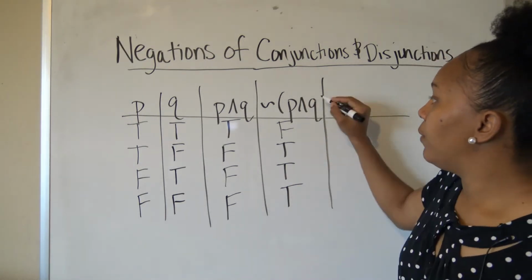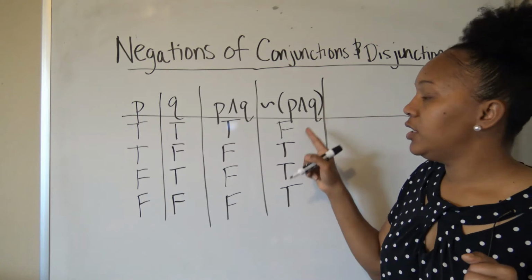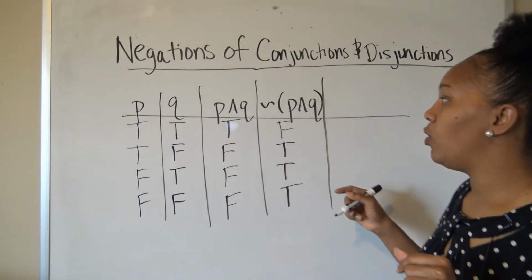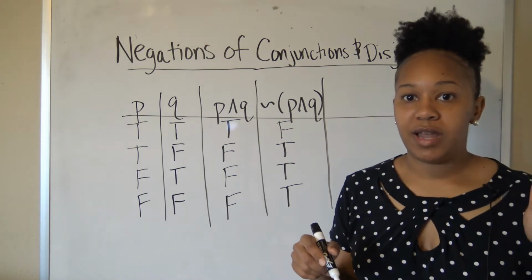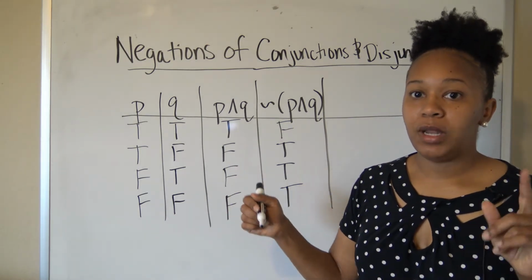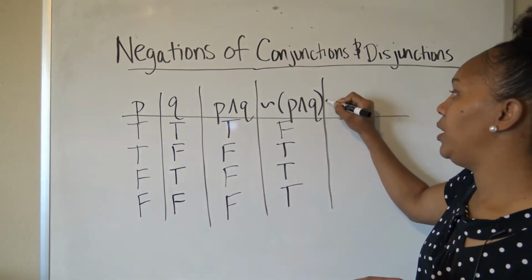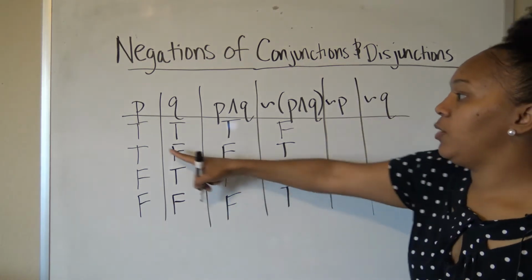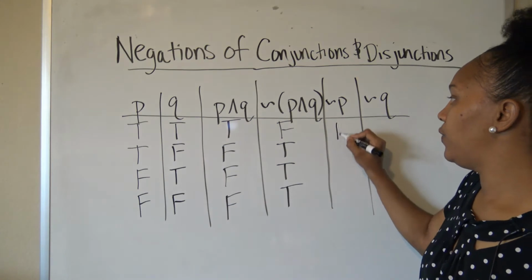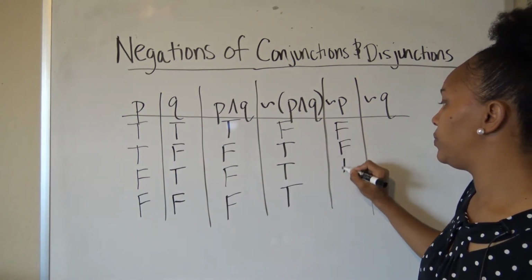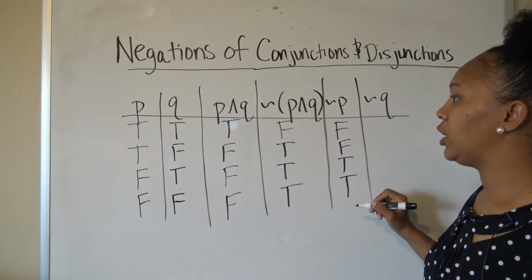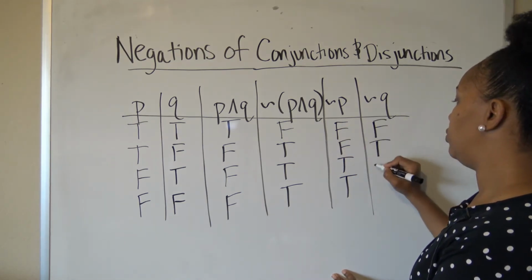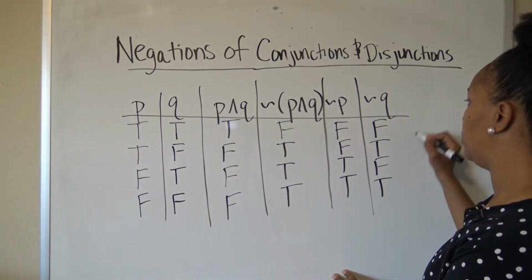Okay, so now remember that the negation we said was equivalent to not P or not Q. So now I want to look at the truth values of not P or not Q. But in order to do that, I need to do a not P and a not Q column. So not P will be all the opposites of P, which is false, false, true, true. And not Q will be all the opposites of the Q column, which is false, true, false, true.